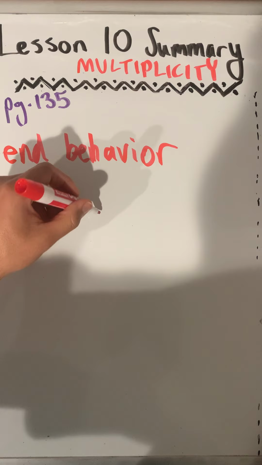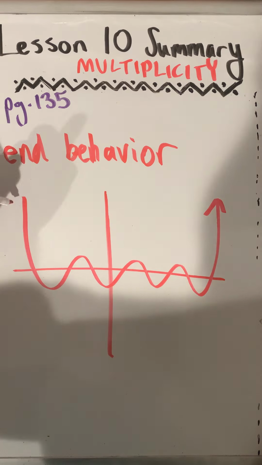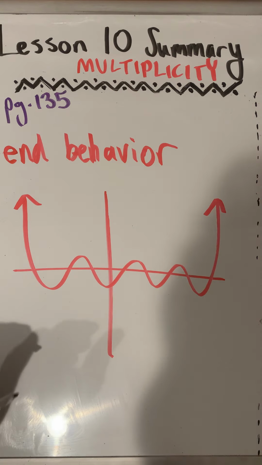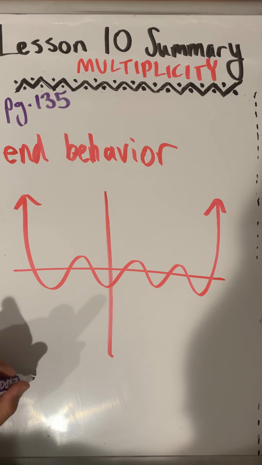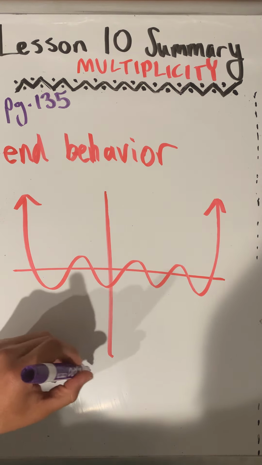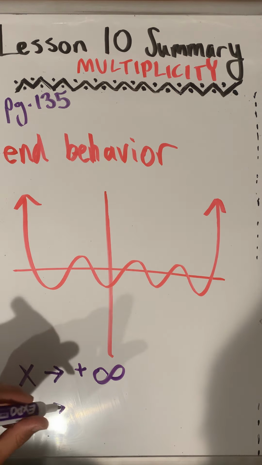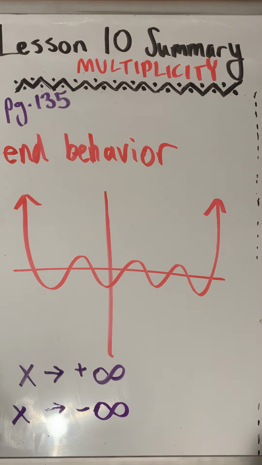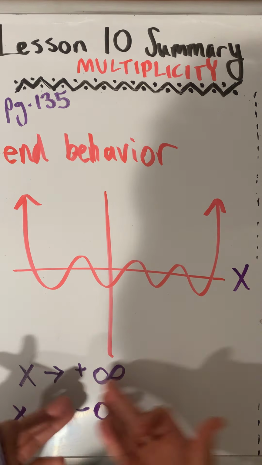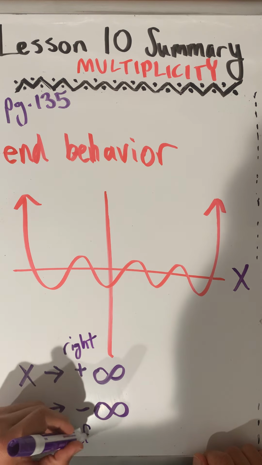So let's go ahead and look at this function here. There we go. Okay. So first of all, this is always what your end behavior is going to look like. As x goes in the positive direction, and as x goes in the negative direction. And then that's this axis, right? So it's talking about when you're going to the right, what is your graph doing? When you're going to the left, what is your graph doing?